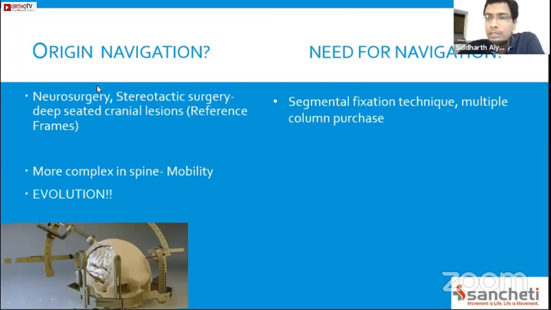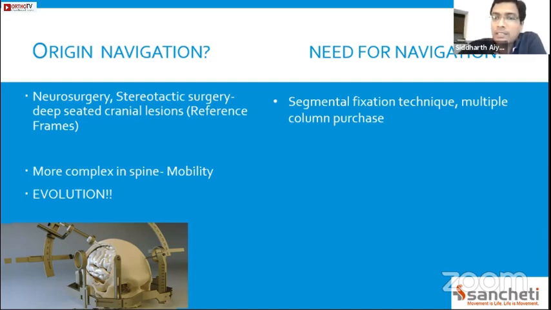So if you look at the origin of navigation, it probably is related to neurosurgery, where you had stereotactic brain surgery. Frames were attached to the skull for deep-seated brain lesions. The difference between spine and brain here is between the skin and the skull, there's not any mobile unit, and it's very close by. So in spine, it got more complex to begin with because there is considerable soft tissue between the skin and the bone, and inherently the spine is more mobile.